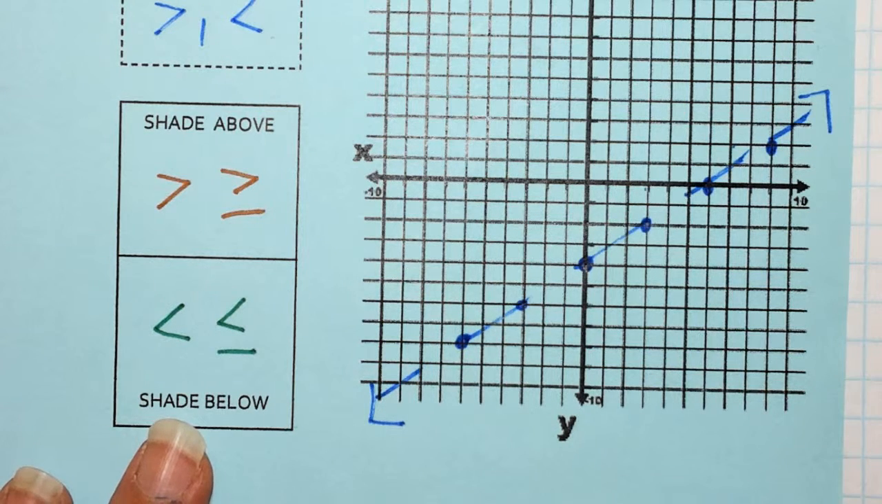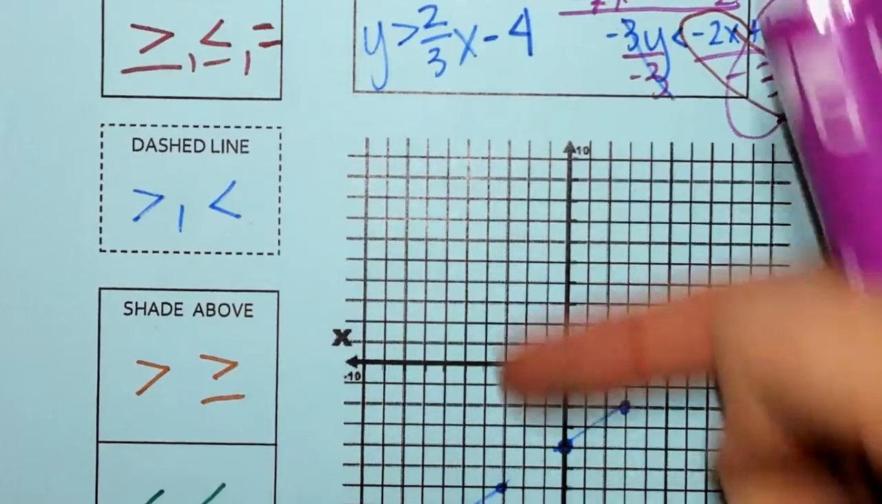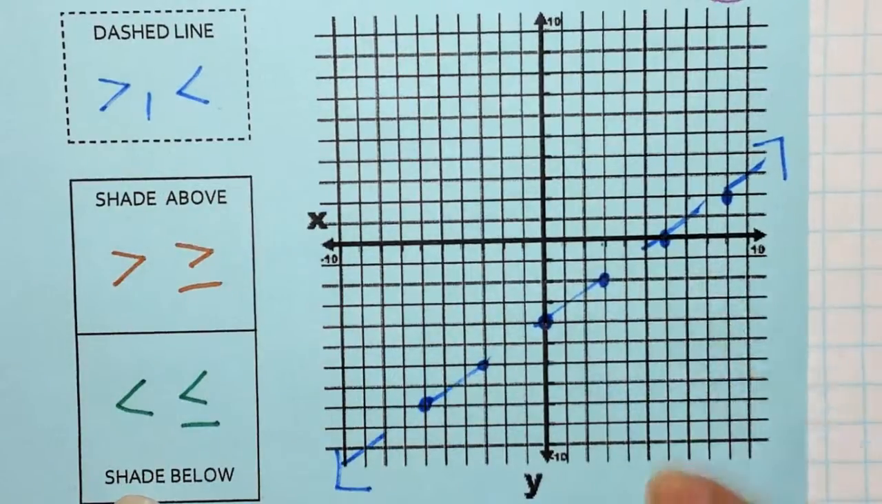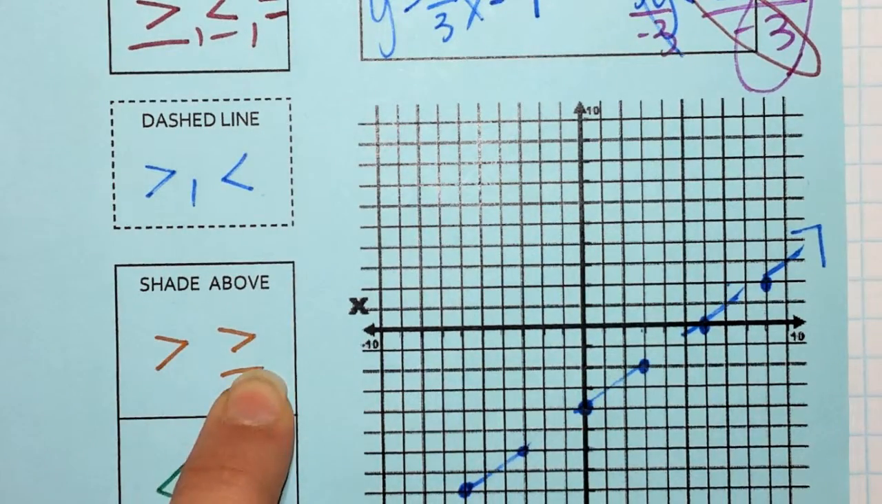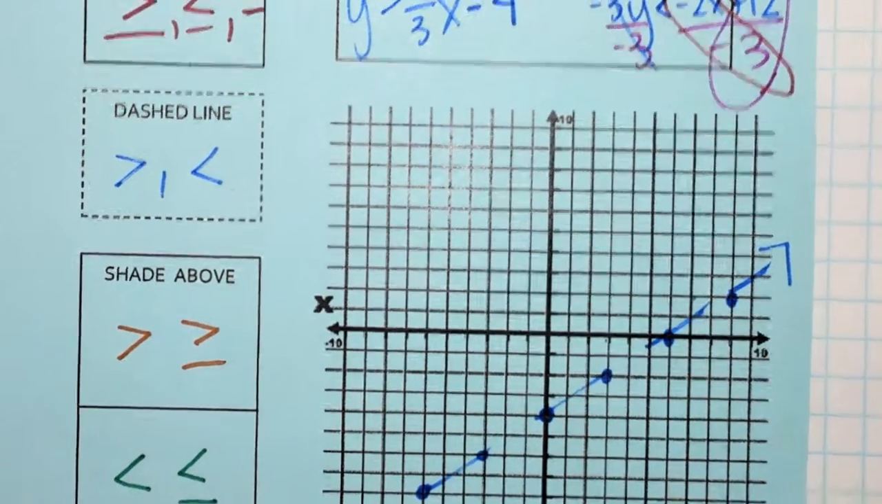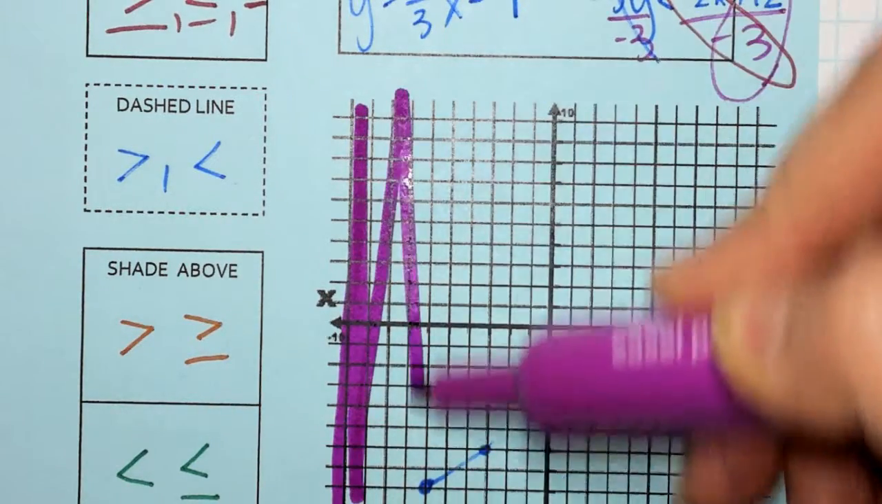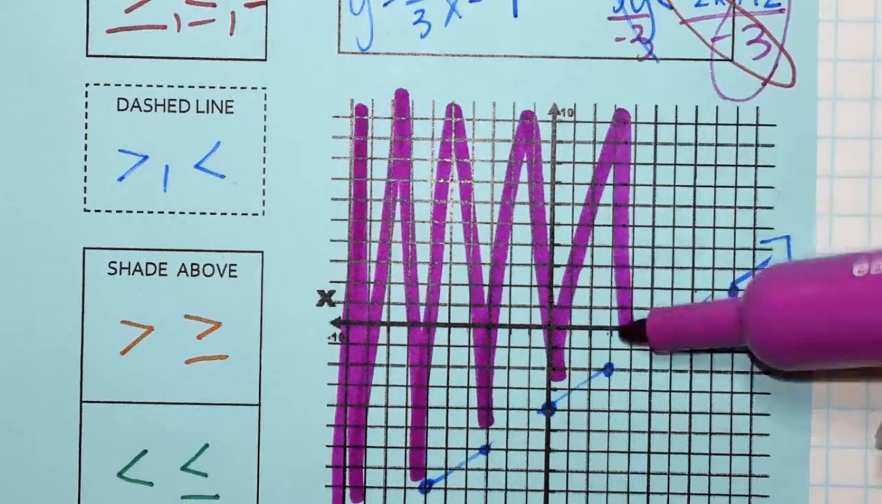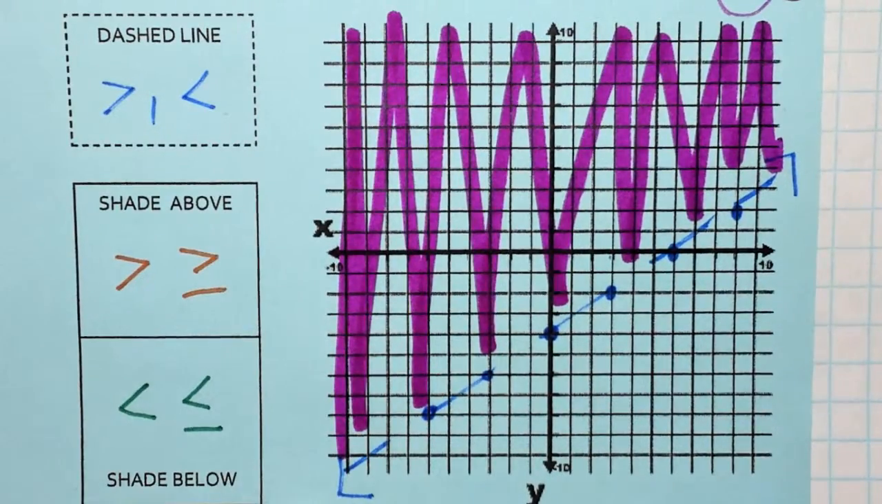Okay, so step 4 is shading. Come on, Tariq. You can do it. All right. Step 4 is shading. Now, if it's greater than, you shade above the line. If it's less than, you shade below the line. So is this greater than or less than? It even says greater than, shade above. So use these boxes. They tell you how to shade. So do not go below the line. You take your marker or colored pencil and you shade everywhere above like this. Just like that.